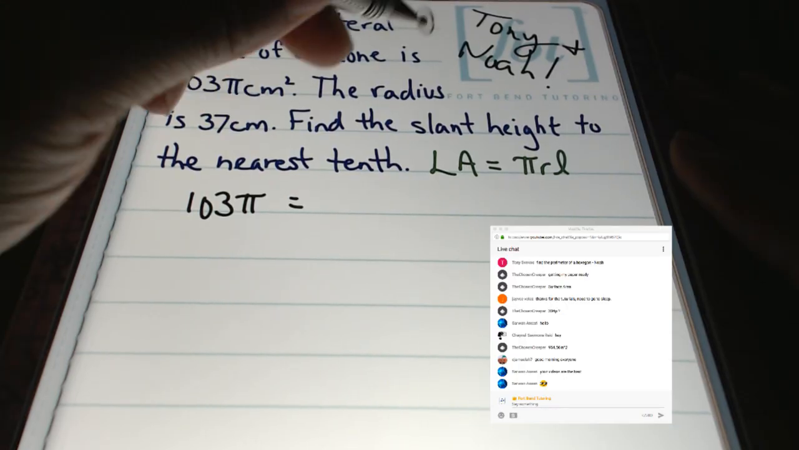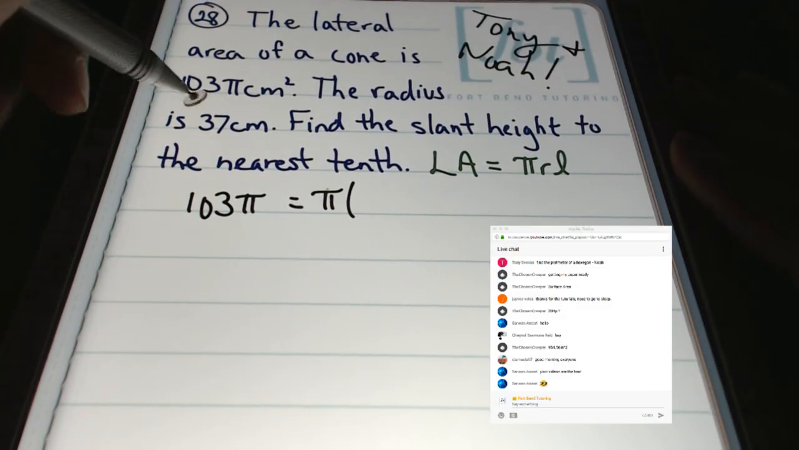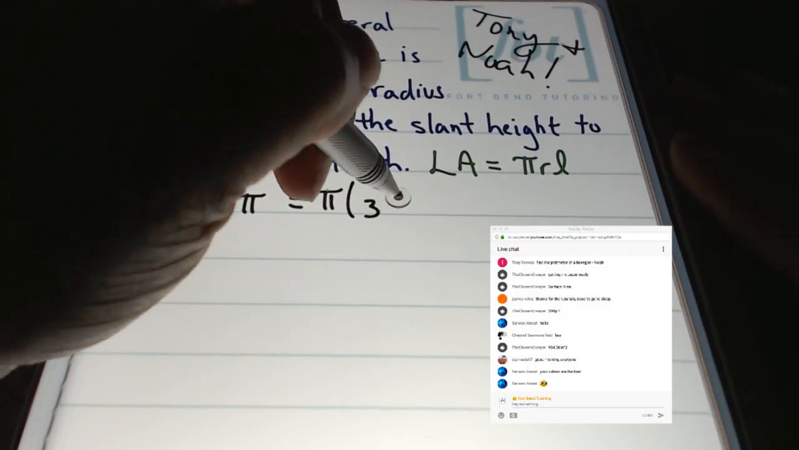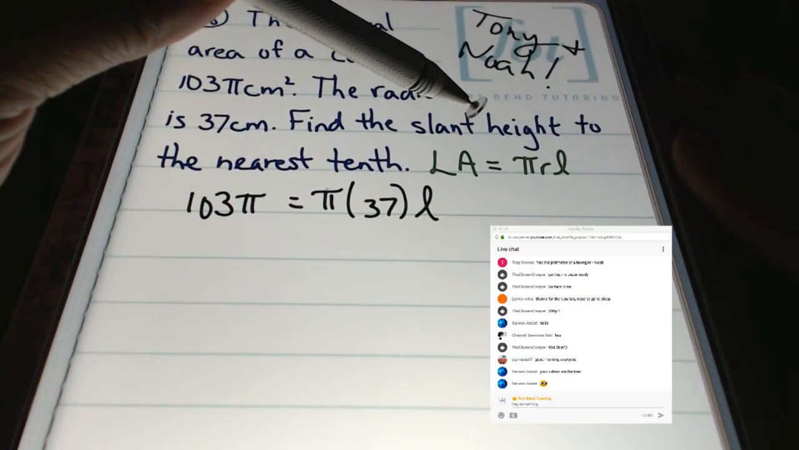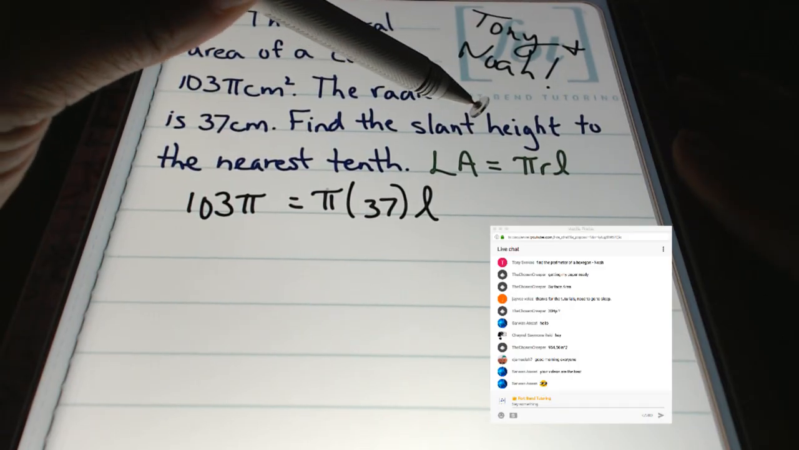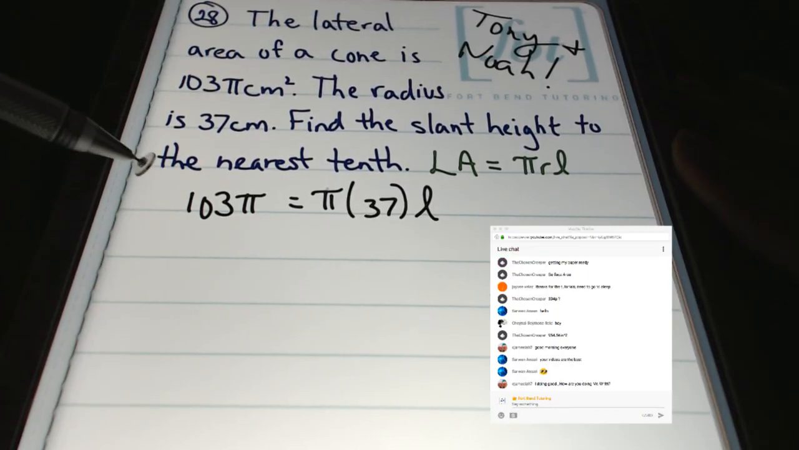And then on the right side, we'll have pi times the radius, which is already given to us as 37 centimeters. And what we don't know is this slant height that we'll be solving for here. So this is going to be my setup. Notice that I'm using the formula that's given to us in this problem, that the lateral area is equivalent to pi times the radius times the slant height. And I'm replacing the given values into that formula.